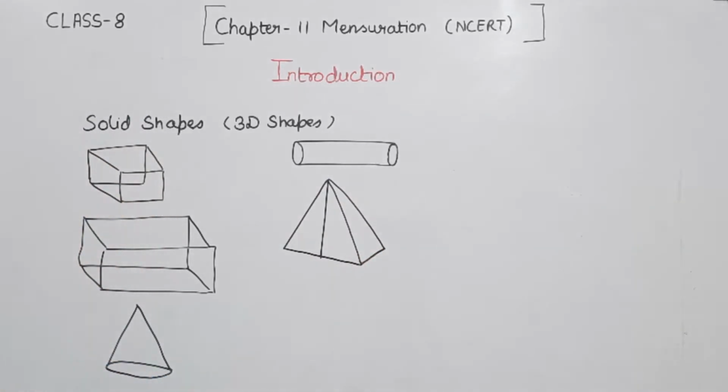This one we are having is a pyramid. Now these are the 3D shapes we are having. Now we are going to understand the surface area of these. First, we are going to understand the surface area of the cuboid. So this one is a cuboid.